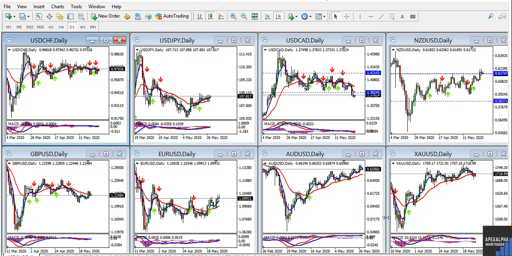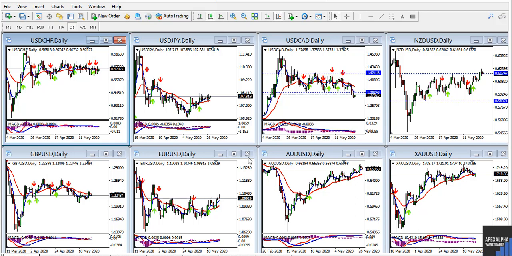So there's one more pair I really should have put here, which is the USD Mexican, but I did not want to make too many charts on this page, so I did not put it here. All right, but you get the idea now.